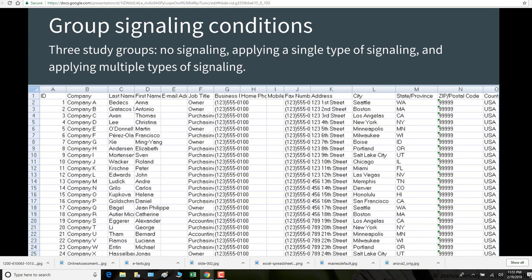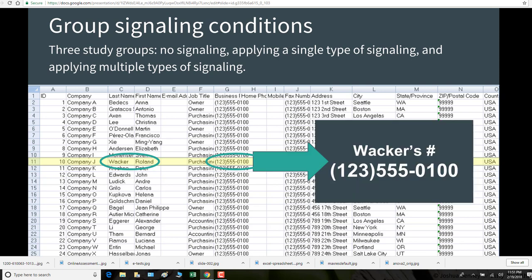Let's look at an example of some screen captures. On the screen right now would be no signaling. That second group would be represented by a single type of signaling, such as this screen capture, where the line with Roland Wacker is highlighted and it draws the learner's attention. The third group would be represented by applying multiple types of signaling, where not only do we highlight Roland Wacker, we circle him. Then we circle the phone number because that's what information we're interested in. And then we also enlarge that data. So that's an example of the application of the three types of signaling as used in this study.